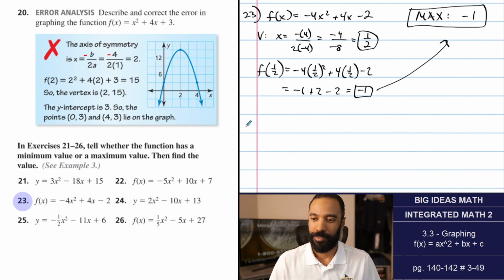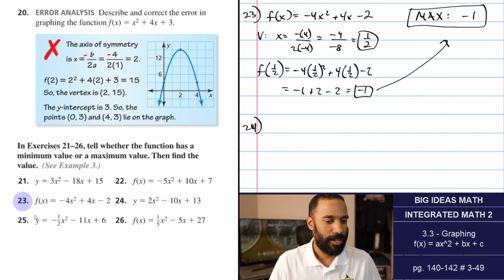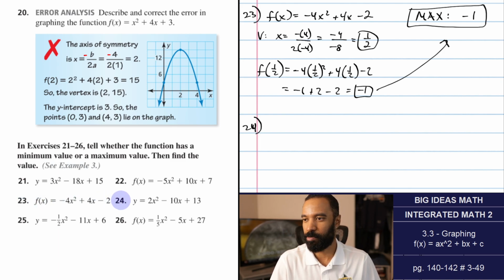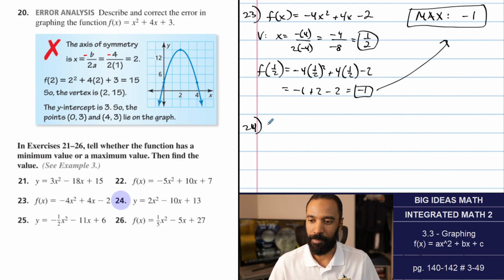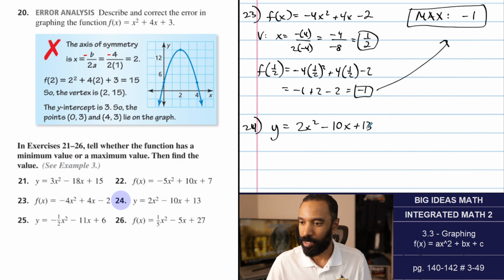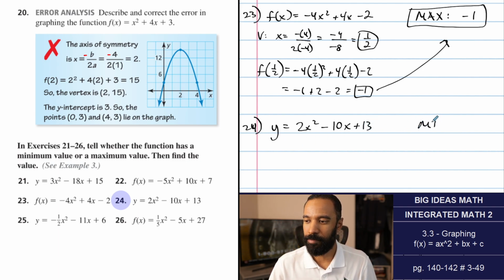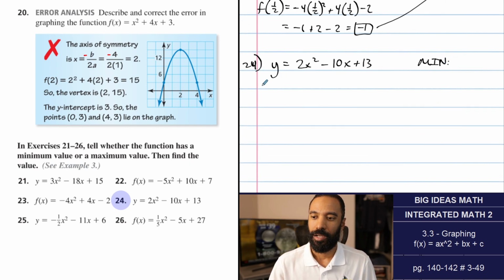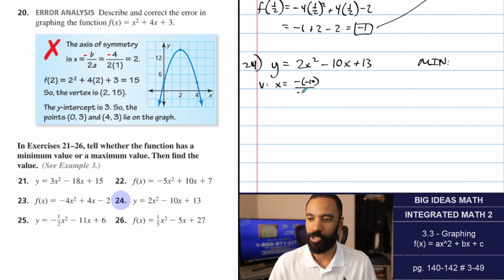Number 24. Y equals 2x squared minus 10x plus 13. Folks, will this have a minimum or a maximum? Yes, a minimum. Okay, this will have a minimum given that it's a right side up facing graph. Let's find the x value of the vertex. Negative b over 2a, which is 10 over 4, which is 5/2.